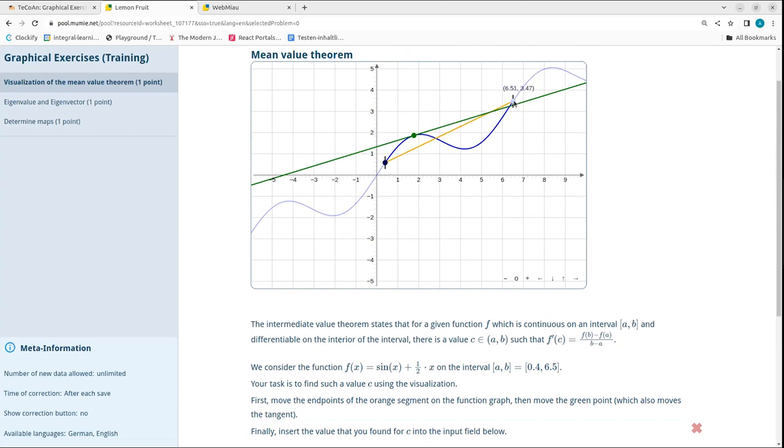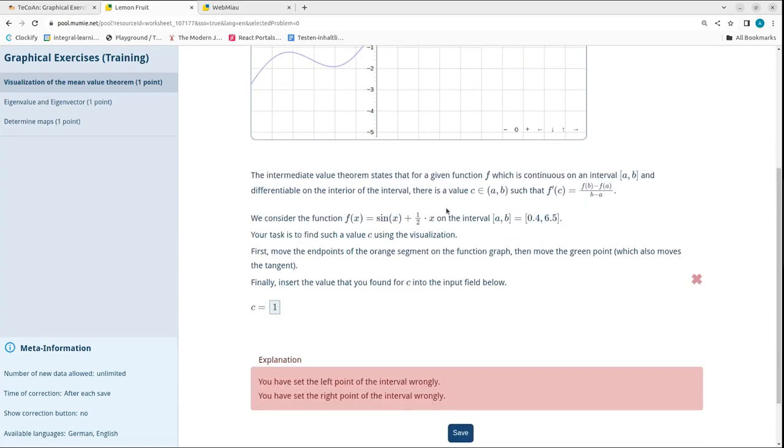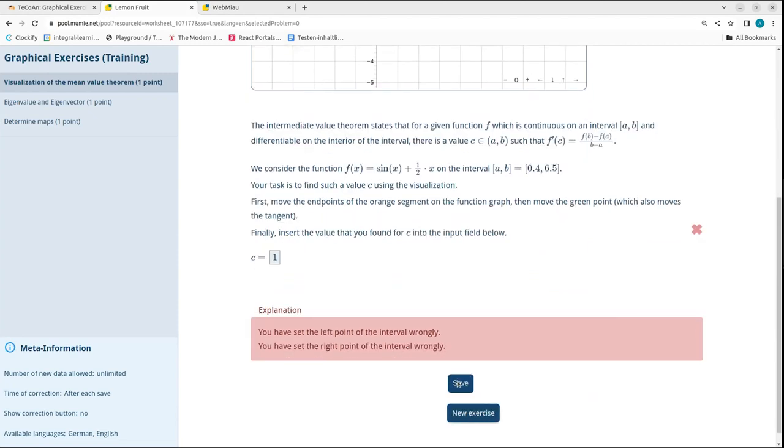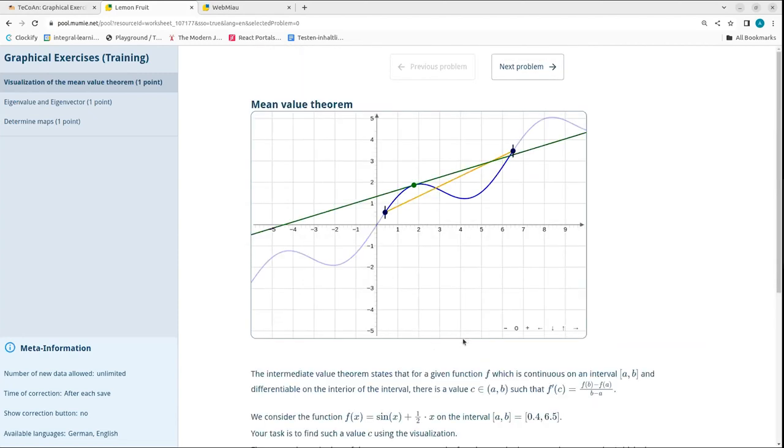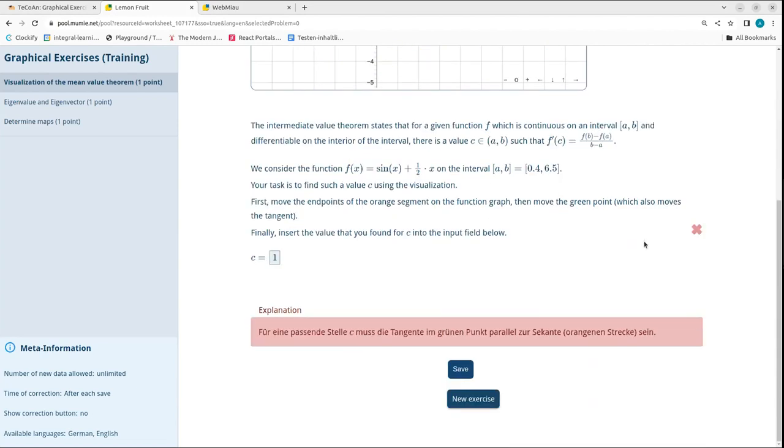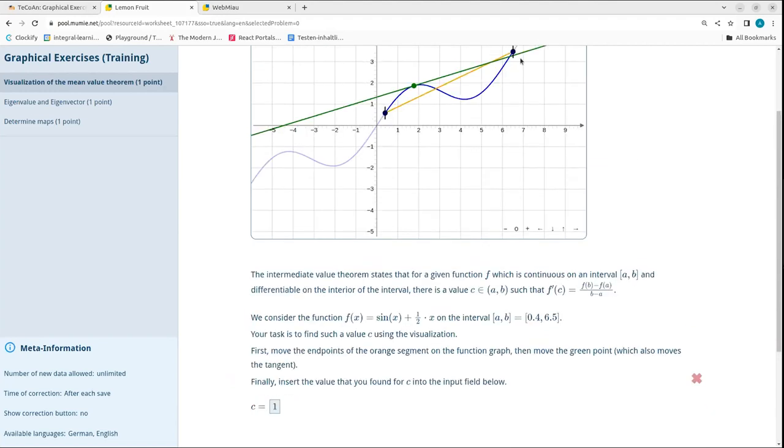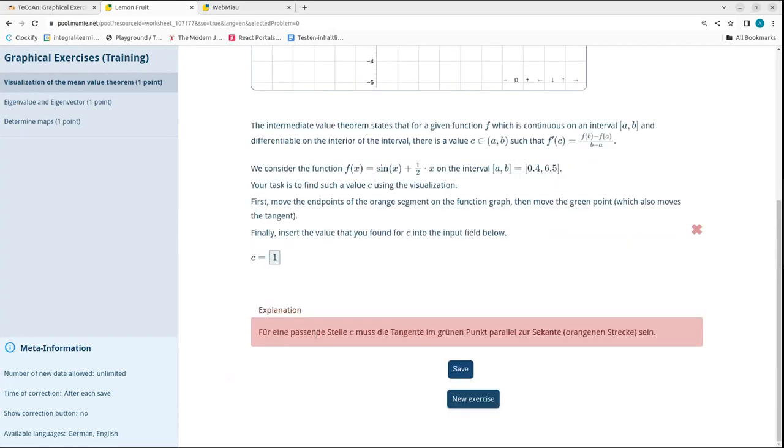Not exactly, but we have some error boundary so that it's better for the students if they don't hit it perfectly. Oh, it should be in English. But now you see the explanation is different. The boundaries are correct in the approximate range, but I got the wrong point c, and that's what it says here, that c has to be chosen so that the tangent is parallel to the secant.